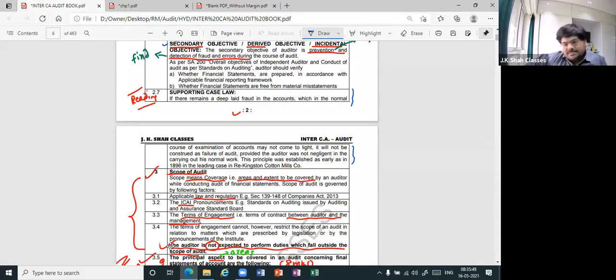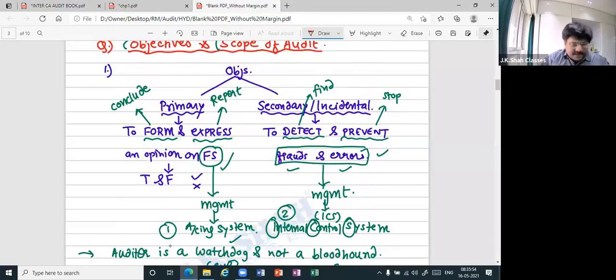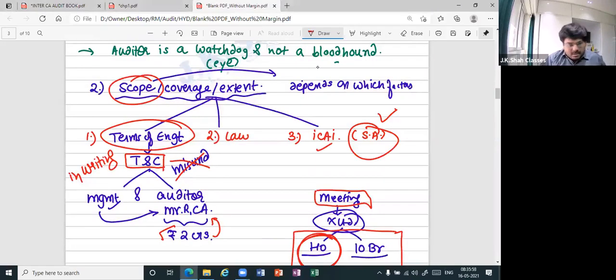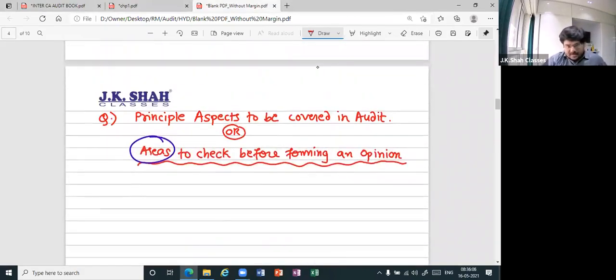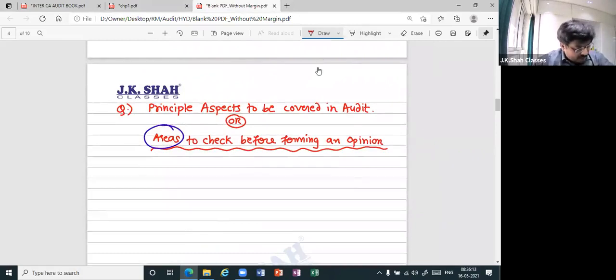Shall I go ahead to the next one then? Okay, come on. The next one obviously to an extent is related to this. I told you that scope depends on what we have to decide, but scope means what areas he has to check. That is the next one. See, known as principal aspects to be covered in audit or the areas to check before forming an opinion. This is one of the important questions that we have in auditing. It comes in the examination for 6 to 8 marks normally. And this answer does not hold only good for this question.